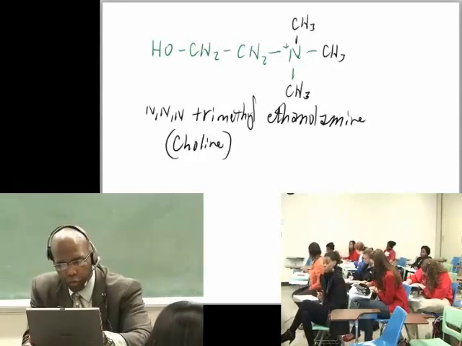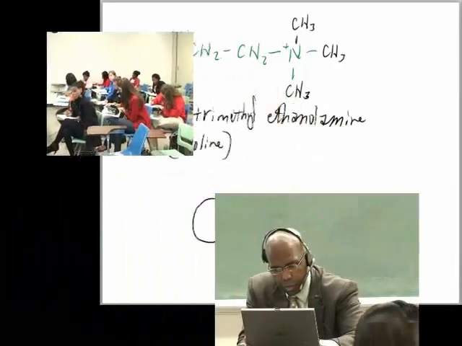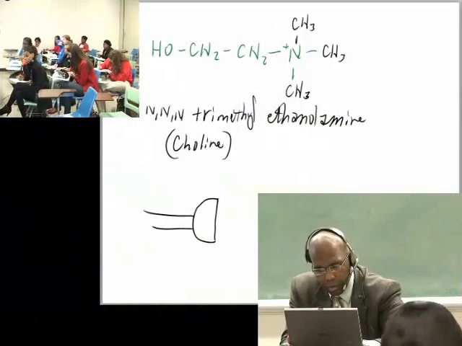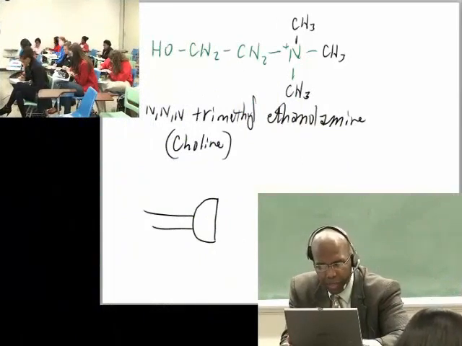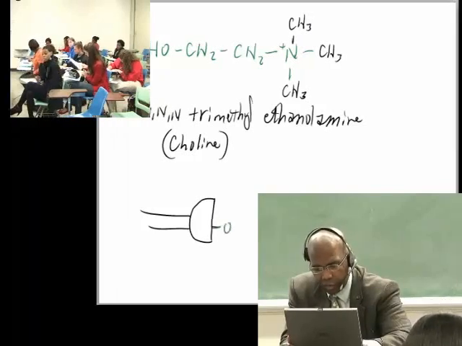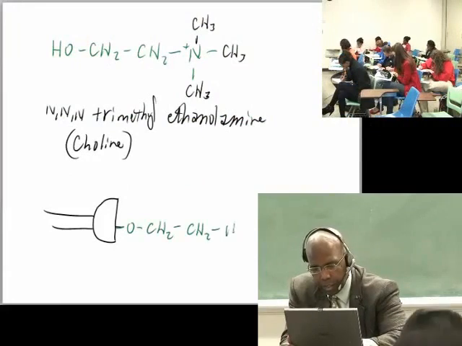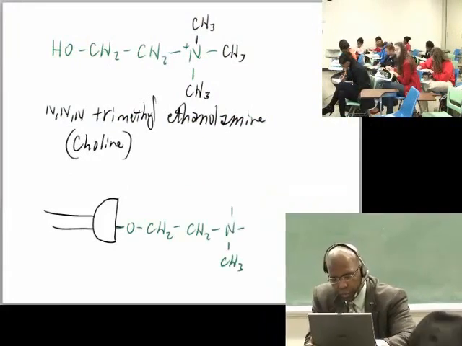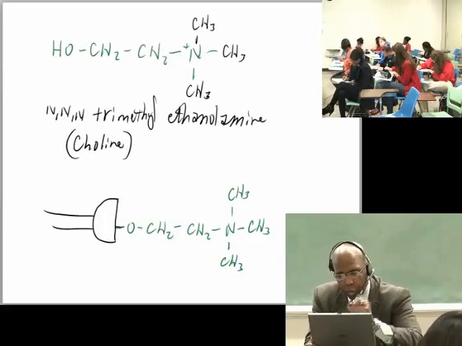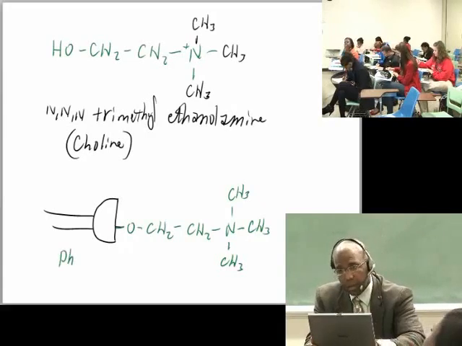So now if I were to draw the structure, this time, if it's okay with you all, I'm not going to put the phosphate, because you know the phosphate is there. I'm just going to put choline: CH2, CH2, and CH3, CH3, CH3. So what is going to be the name of this phospholipid? Phosphatidylcholine.